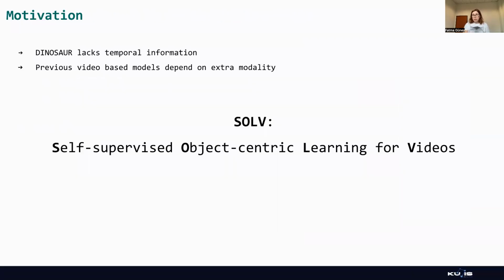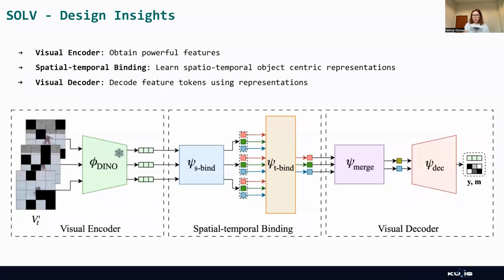So DINOSAUR is an image-based method. It does not make use of temporal information. And the video-based ones require an extra modality and fail in generic videos when we cannot extract that modality reliably. So we ask the following question. Can we do better in videos by applying the findings of DINOSAUR to videos, but also by utilizing the temporal dimension which is available in the videos? So we introduce SOLV. SOLV is an object-centric framework for instance segmentation in real-world videos.